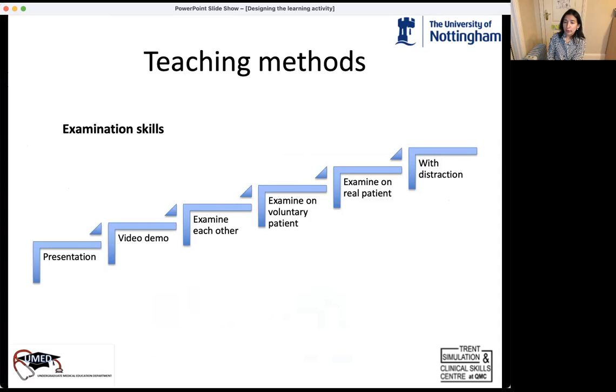Then we can show the video demo so they are getting used to the step-by-step approach and familiar with the checklist. Only after that, we can let them practice on each other in a safe learning environment as a small group. Then with a real patient in the workshop or in the ward. Then we can add some distraction like a confused patient, a patient in pain, limited mobility, etc.